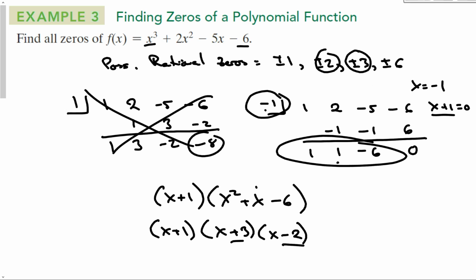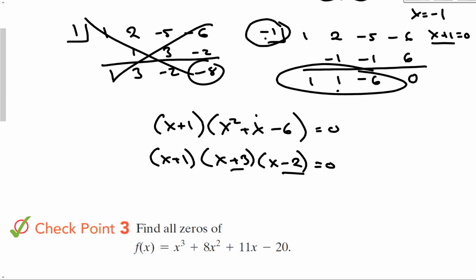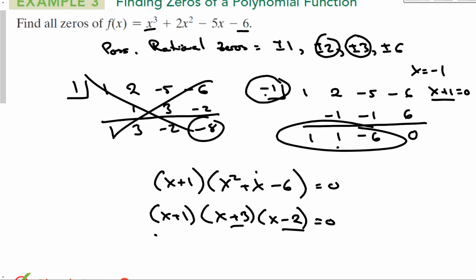Okay. And if I wanted to solve this, I could, of course, set it equal to 0 and solve for x: x is equal to -1 here, x is equal to -3 there, and x is equal to 2 there. So my solution set becomes x is equal to the set of -3, -1, and 2. And those are the 3 zeros of my polynomial function.